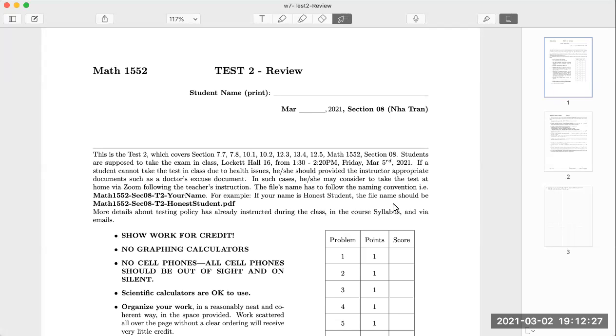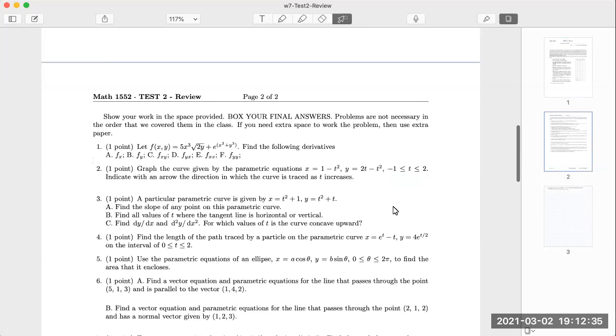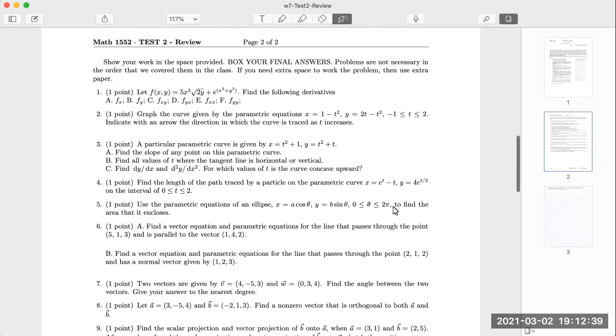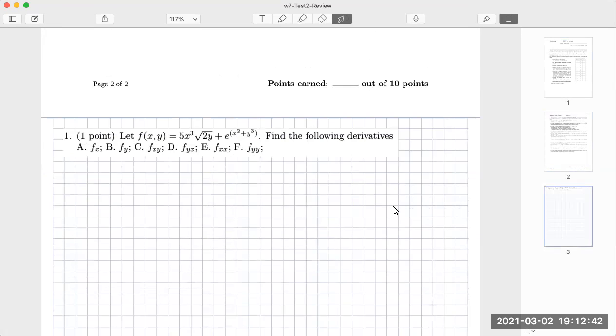Hello everyone, let me correct this test 2 review. The key for these problems, I will go slowly, step by step. Let us do the first one. We compute the partial derivative with respect to x, to y, and fxy, etc. So let us do the first one first.